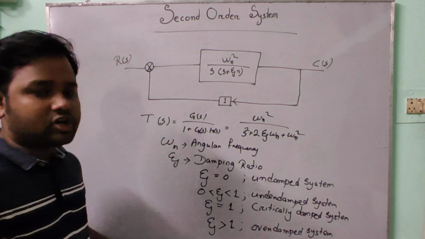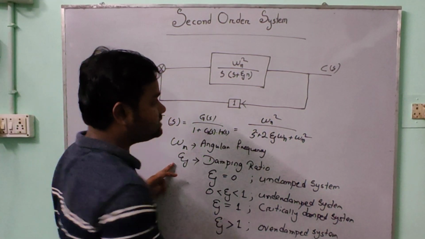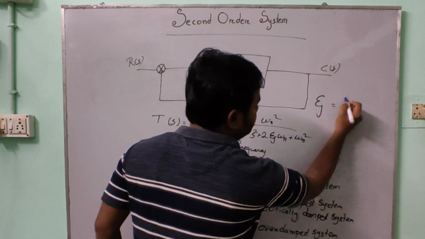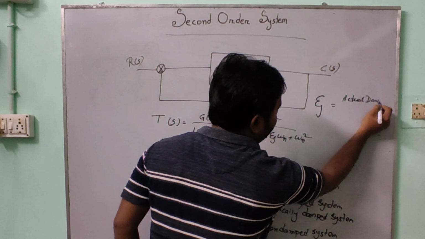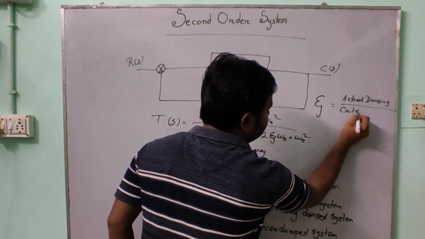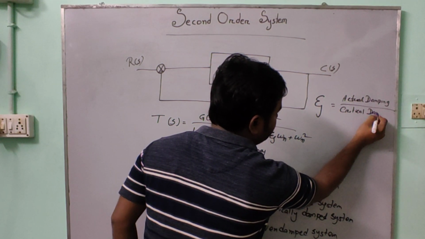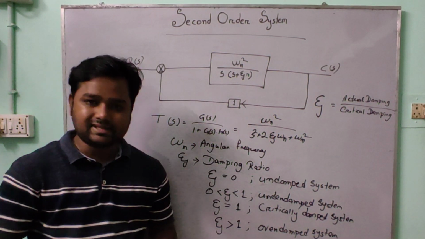Now we will study what this damping ratio is. Damping ratio zeta is the ratio between actual damping with respect to critical damping. This is the basic part for a second order system.